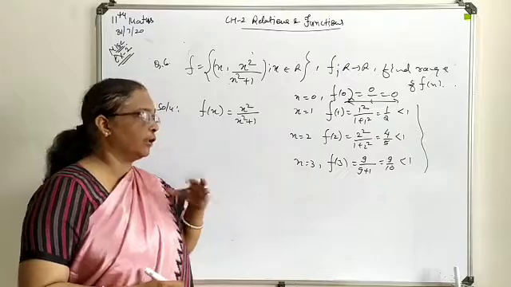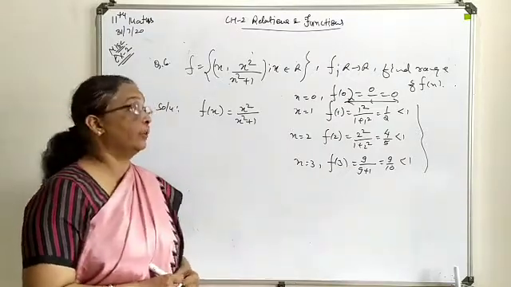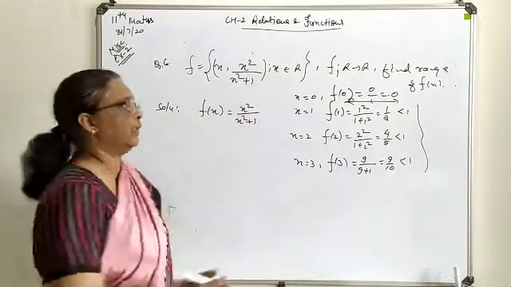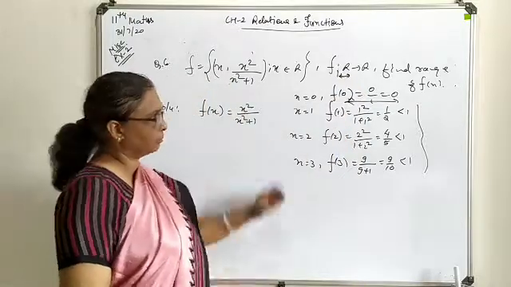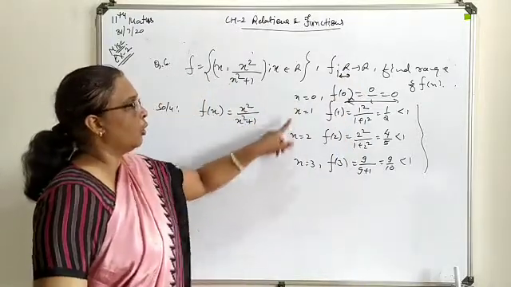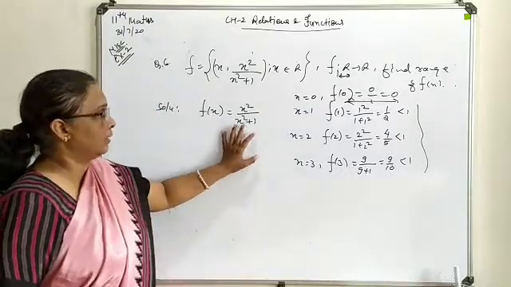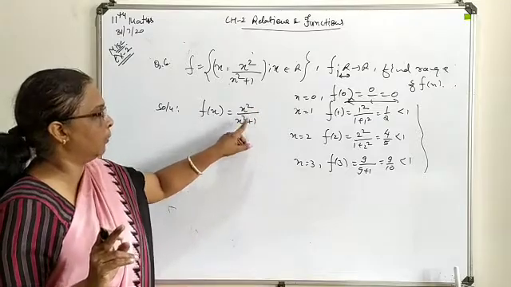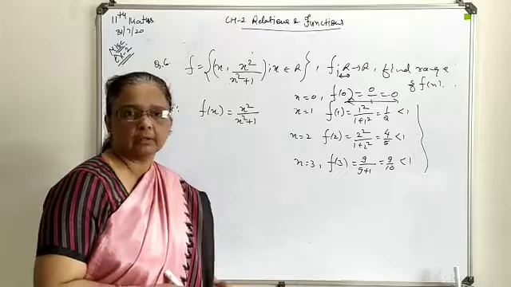Means for all the values of x which we are going to select from R as a domain, your answer will come either 0 or more than 0. It will never tend to 1 because it is 1 upon 1 plus something. Even equality with 1 you will never reach.